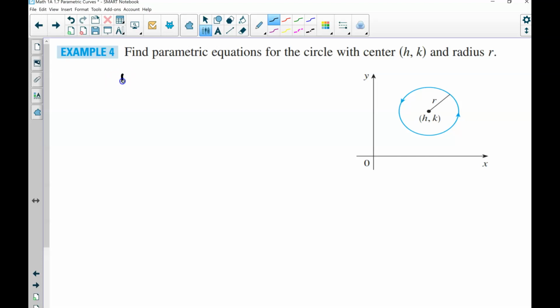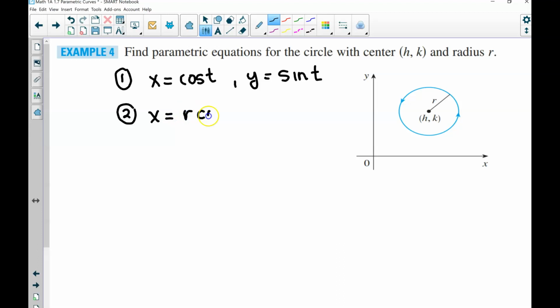So the first step is that we have our parametric equations. X is equal to the cosine of t, and we have y, which is equal to the sine of t. Now step 2, because we have a radius in our particular parametric equations, we're going to multiply each parametric equation by r. So now this is going to become x is equal to r times the cosine of t, and then y is equal to r times the sine of t.